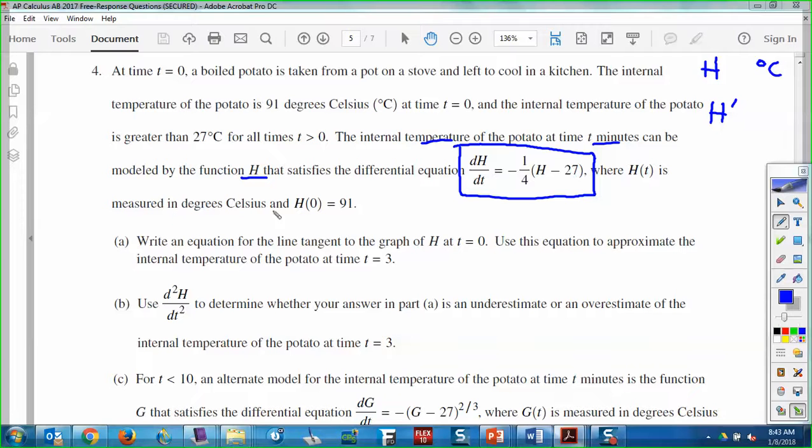H is measured in degrees, it says it again right there. So h prime would be degrees Celsius per minute. Our time, t, I think it says, is minutes, doesn't it? Right there, minutes. Okay? So h prime is going to be degrees per minute. Okay, so we can do part A, I think, or we can at least get the beginning of part A.